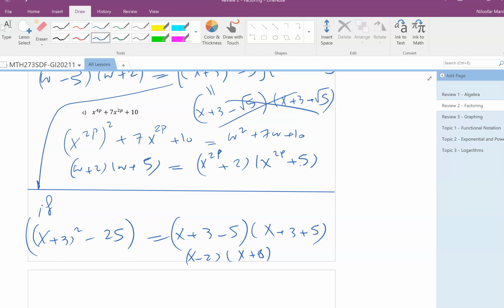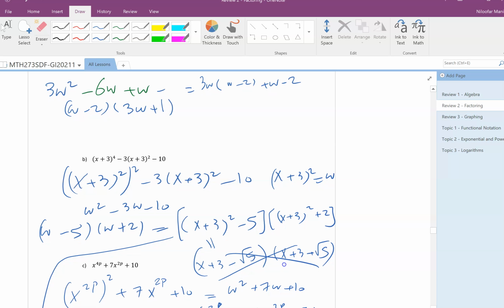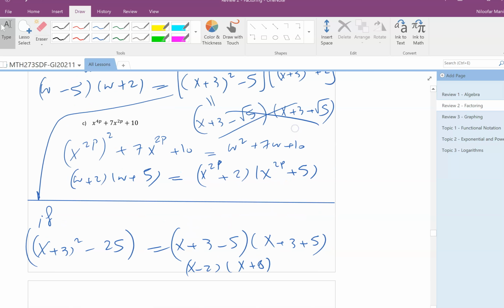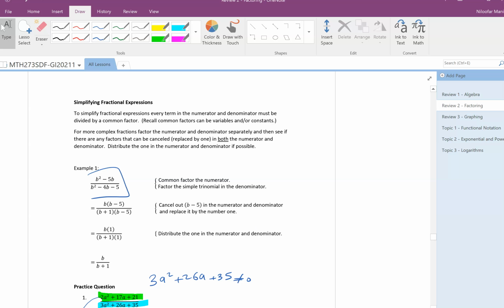Here I want to check something. How about if you have top and bottom, if you have just fractional expressions, what do you do? It doesn't matter, I just factor top, I just factor bottom, and I simplify.